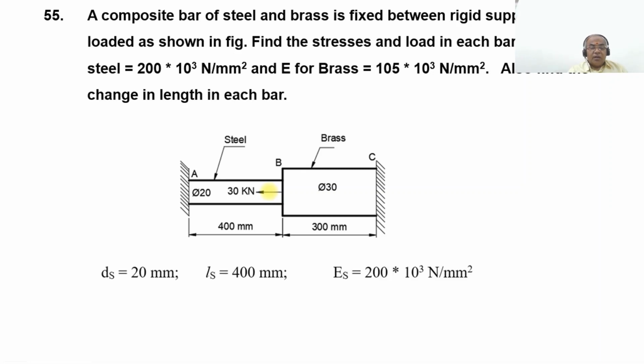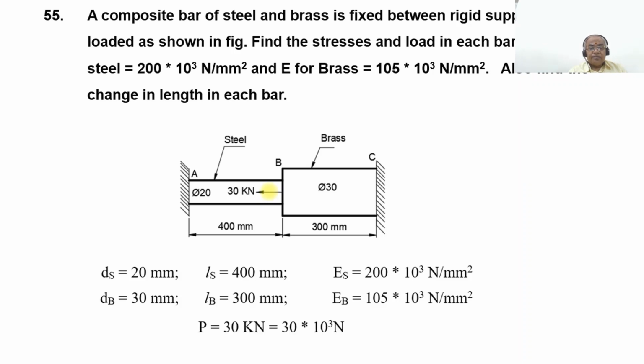So we know the data that has been given. The diameter of the steel bar, which is ds, is 20 mm. The diameter of the brass bar is 30 mm. The length of the steel bar is 400 and the length of the brass bar is 300 mm. The Young's modulus of the steel bar is 200 into 10 to the power of 3, and Young's modulus of brass, EB, will be equal to 105 into 10 to the power of 3 Newton per mm square. So what is the load applied? The load applied is P, that is 30 kilonewton, which is 30 into 10 to the power of 3 Newton.